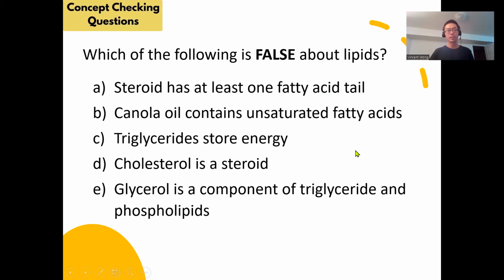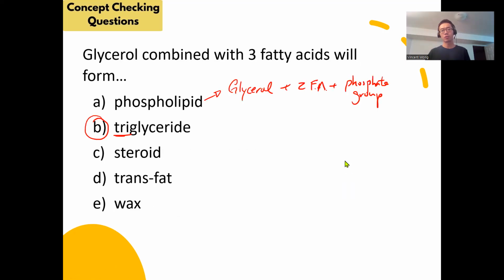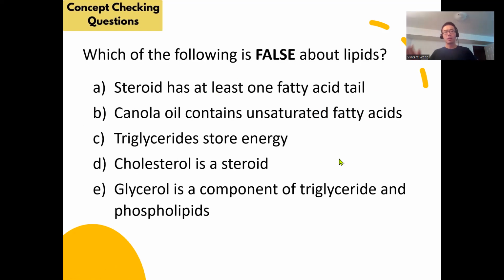That's it. Oh no, that's not it. One more. Which of the following is false about lipids? I'm sorry, I didn't get to write down the last part. Can you go back one slide? Sure, there you go. Phosphate group, yeah, phosphate group. Okay, thank you. You good now? Yes, thank you. All right. Which of the following is false about lipids?